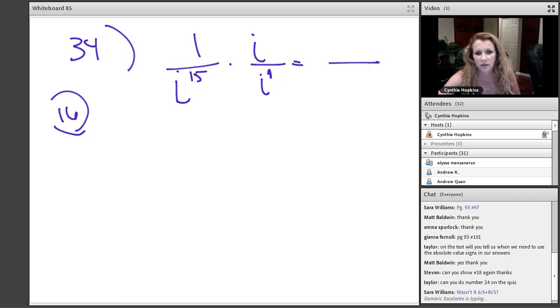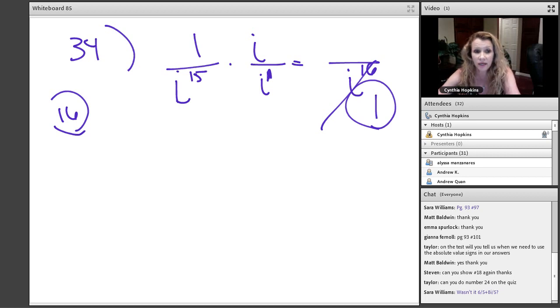Okay, so that my denominator is supposed to be a 1. When I multiply like bases, I keep the same base and add the exponents, so I get i to the 16th power. Well, because 16 is a multiple of 4, I can just cross that out and say it's equal to 1. Now that seems kind of drastic, but we've talked about why that is the case.